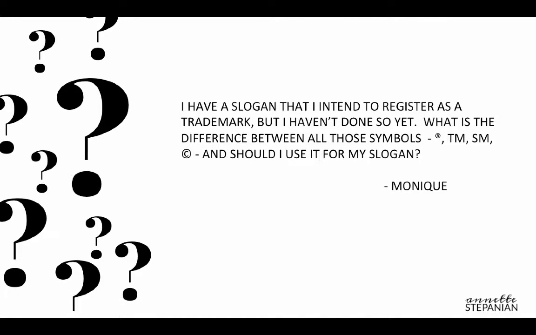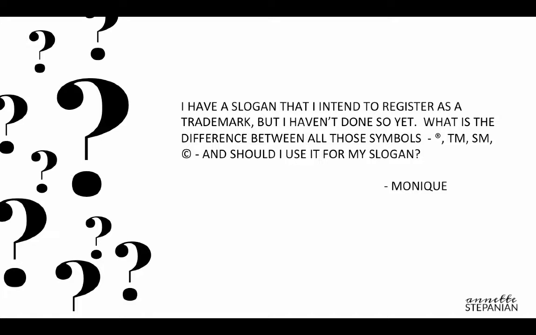I got a question from Monique, and that kind of rhymes. That wasn't planned. And the question is, I have a slogan that I intend to register as a trademark, but I haven't done so yet. What is the difference between all those symbols? The R with the circle, the TM, the SM, and the C with the circle. And should I use it for my slogan?